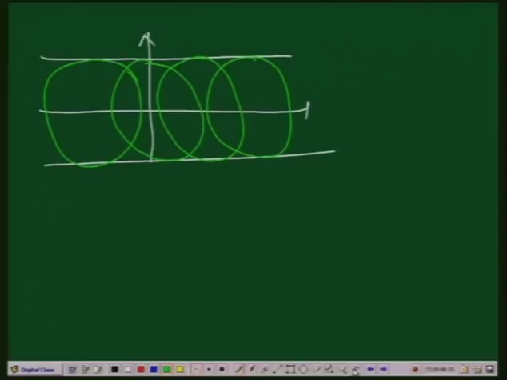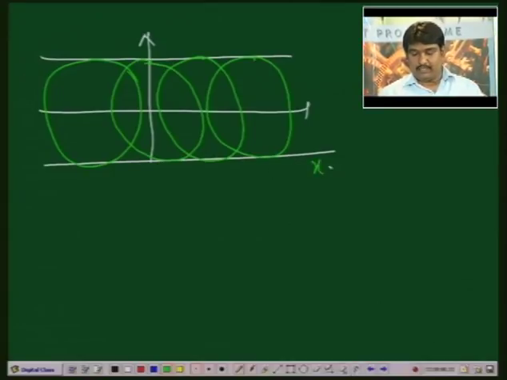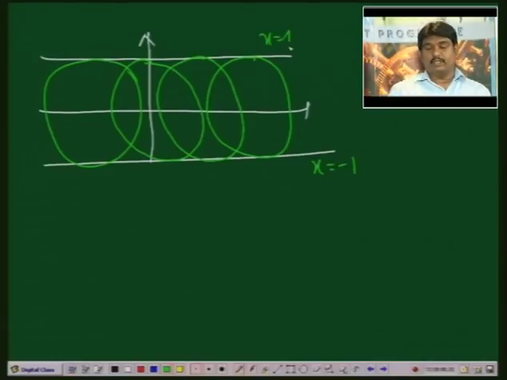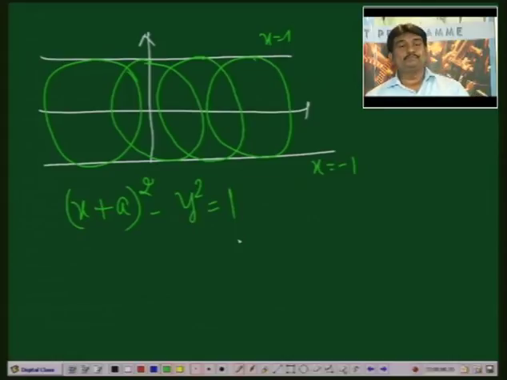Now coming to the singular solution of the differential equation. I have told you this line is x equals minus 1 because the radius is 1. So the circle lies between the two lines x equals minus 1 and x equals plus 1. The general solution is x plus a, or x plus c, the whole square plus y square equals 1. And I have already told you the procedure of finding the singular solution.